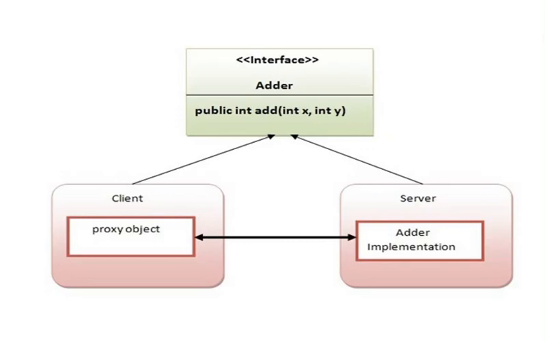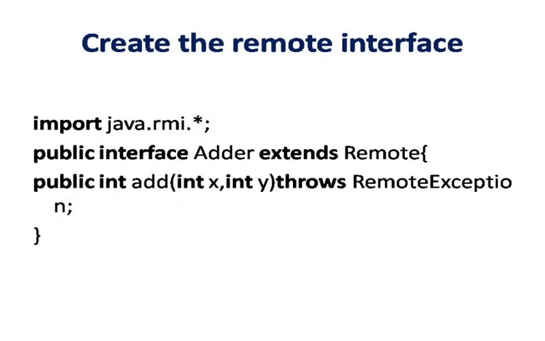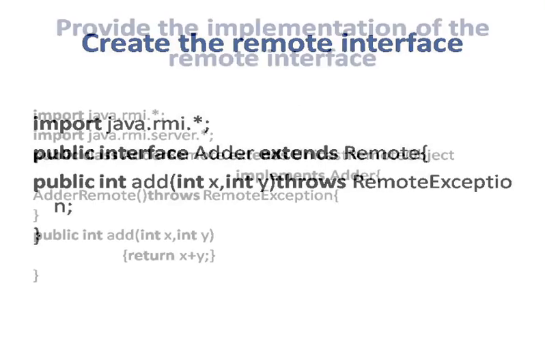For example, we'll take a simple method, addition of two numbers. This is a simple method which is going to be present in the server, and the client is going to make a request. The first step is to create a remote interface. This remote interface will be created on the client side. The interface name is Adder, and the method present is add. It will not have any definition in the client part.